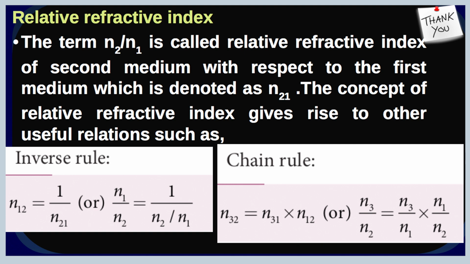And there we can use the chain rule. In the chain rule, n32 is equivalent to n31 multiplied by n12, or n3 upon n2 is equivalent to n3 by n1 multiplied by n1 by n2.